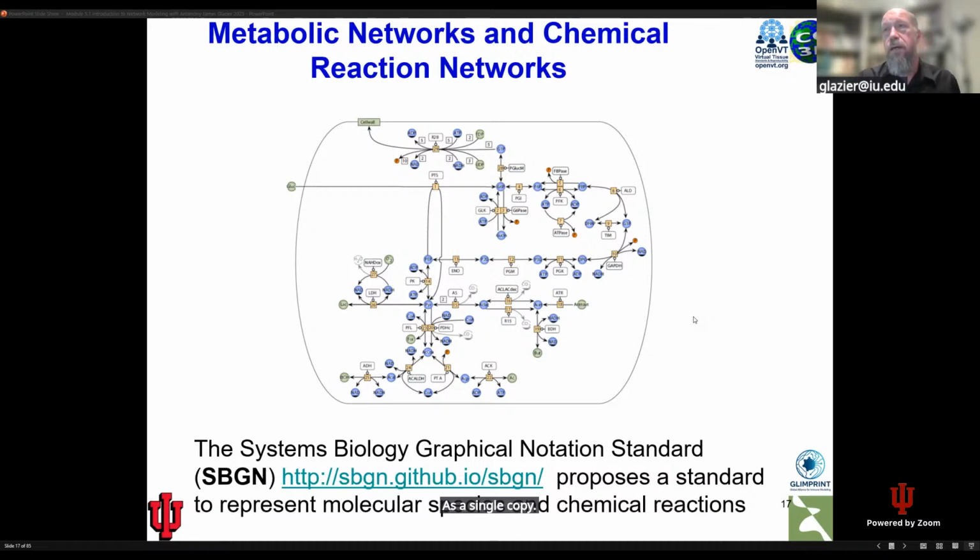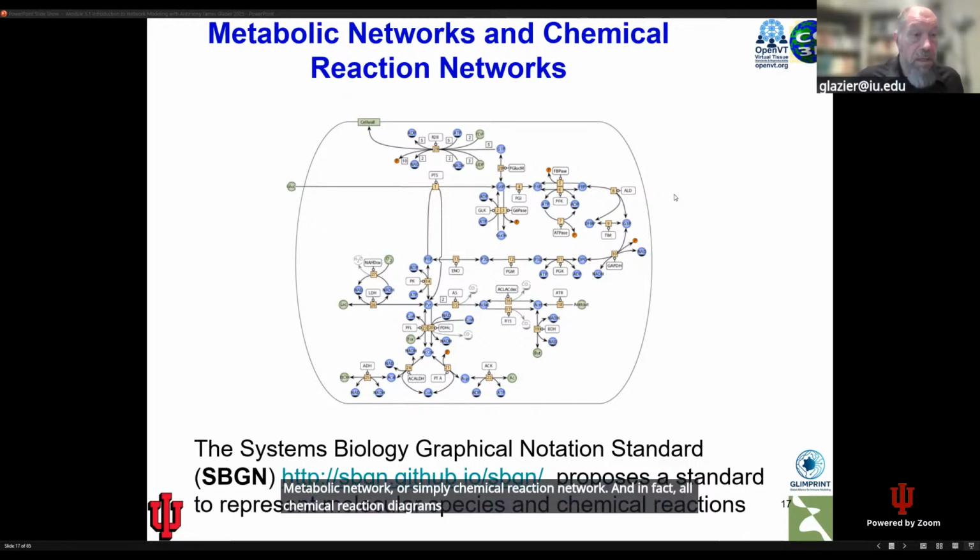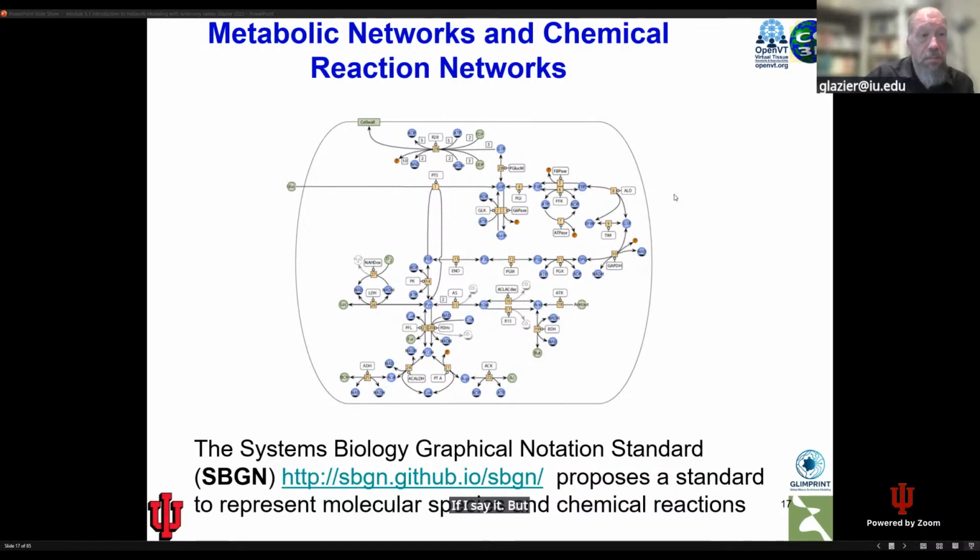So now I want to come back to network models. Classic example of a network model here would be a metabolic network or simply a chemical reaction network. And in fact, all chemical reaction diagrams are fundamentally network models, very, very simple ones. But the basic concept is a chemical reaction. This is a diagram of, let's see, ADH. This is a metabolic pathway. This is a glucose processing cycle here.